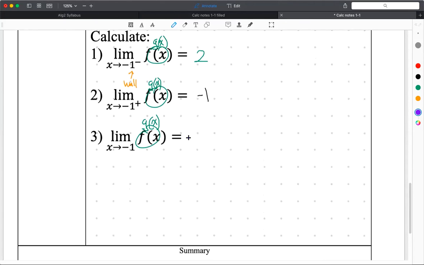Does not exist. Does not exist because they didn't match. Okay, so you guys have the basic understanding of one-sided and double-sided limits. And there's a little bit of the homework that's talking about tables just to get you the idea of what is the y coordinate or the f of x approaching.